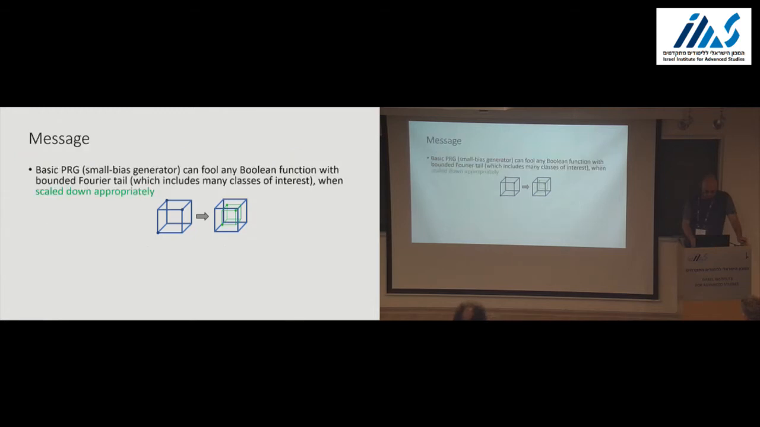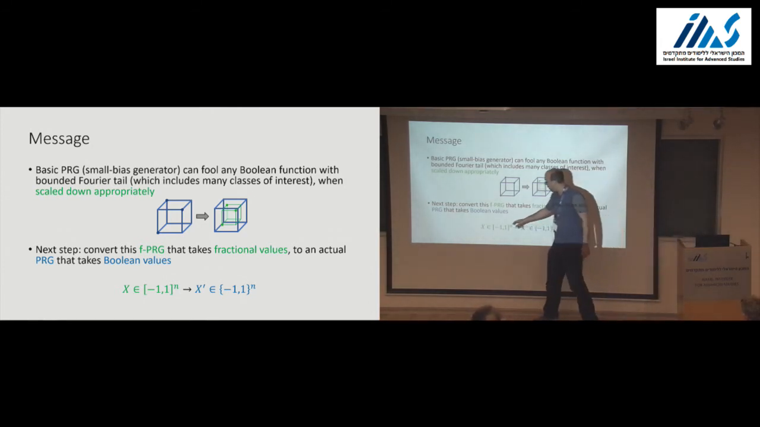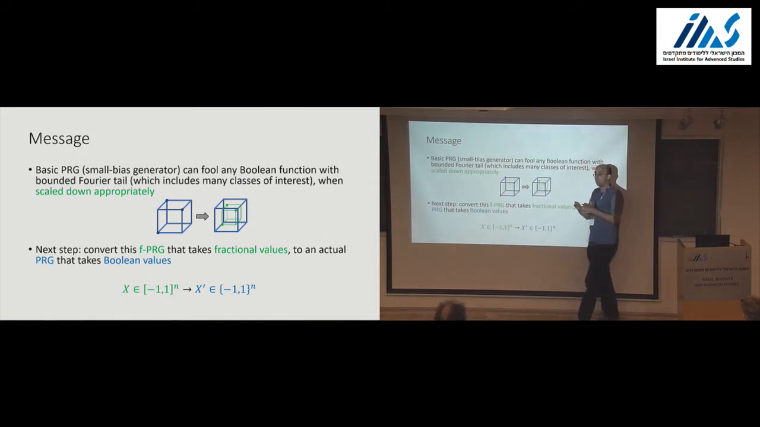Okay. So basically, the message is somehow if we start with this basic PRG of small bias generator, and we just scale it down, now it fools these very general classes of functions. On the other hand, we sort of take these fractional values. So now the next step I want to show you is how we start with anything. It doesn't have to be this specific one. Any distribution takes fractional values, and we use it to construct another distribution that takes Boolean values.